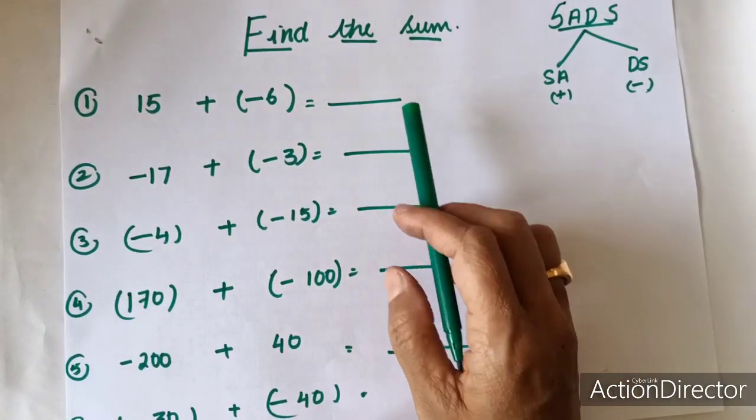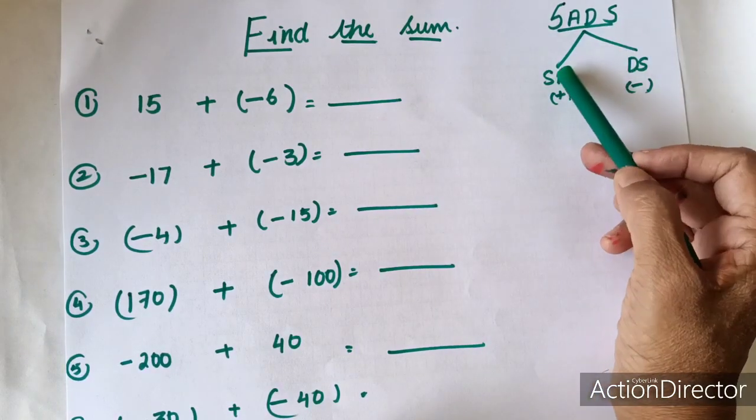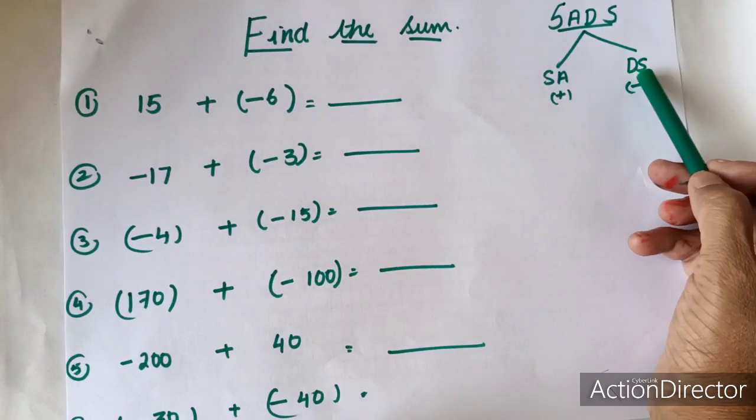Now let us do a few sums without using caps, using this only: SADS. Same sign, add; different sign, subtract.